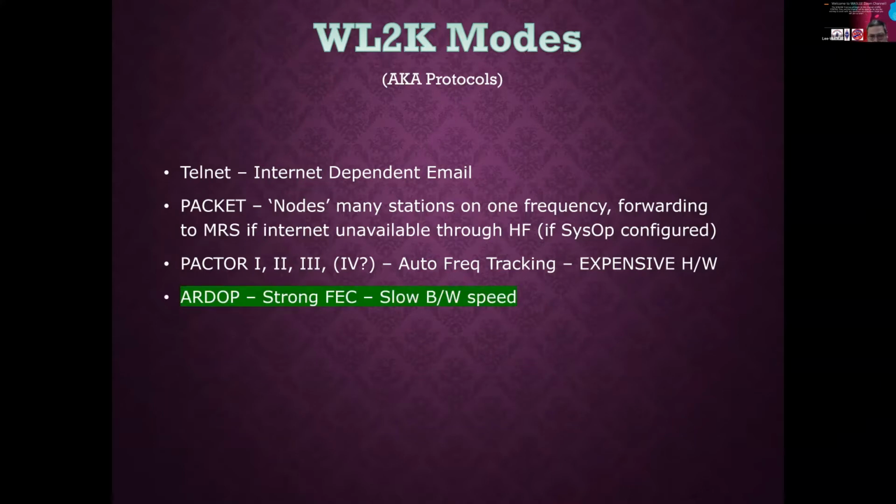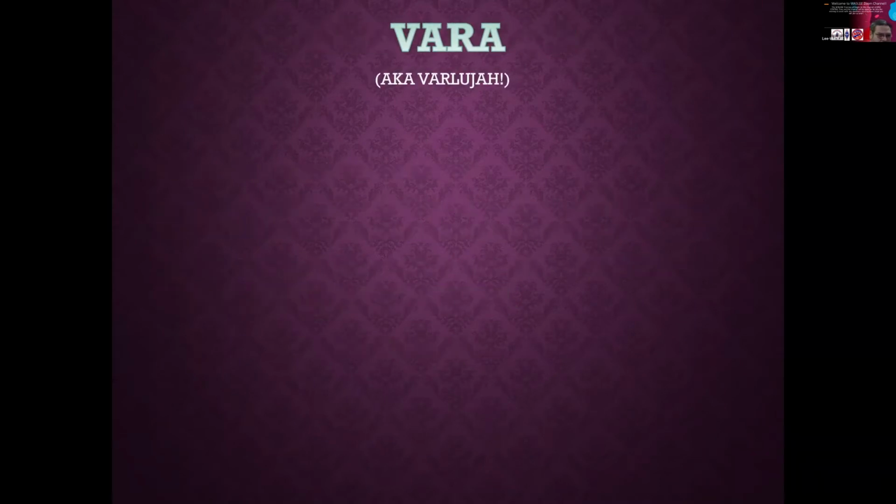There's ROBUST packet, which has strong forward error correction, but the downside is the slow bandwidth speed. And WinMor, which is no more. So we won't even get into that. It's been deprecated. It was very solid for many years, and they've kind of taken it out of most of the nodes. Now, my favorite mode in particular is VARA, which I call Varaluya.